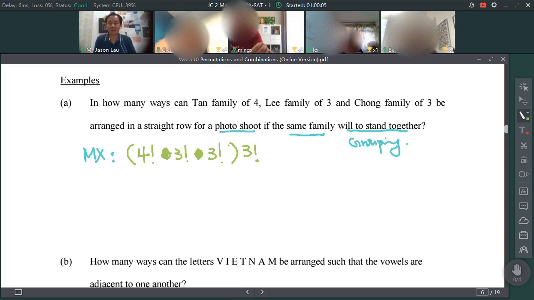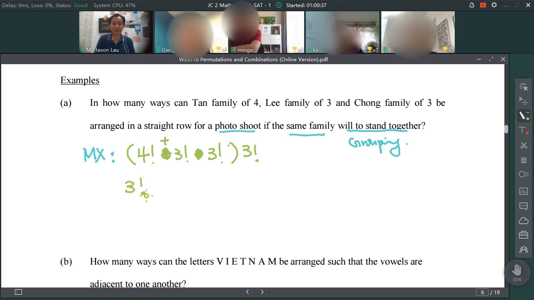Why times? Because it's a process. You see, the process is to arrange all the people of the 3 families. So if you use addition, that means you have actually stopped the process. That means you only have, like, 4 factorial times 3 factorial, and then you miss out some people. So if you want to get the number of ways, you need to make sure that you go from start to end, the whole process to finish up, arranging every single person.